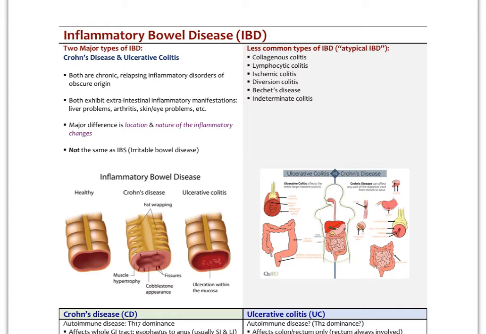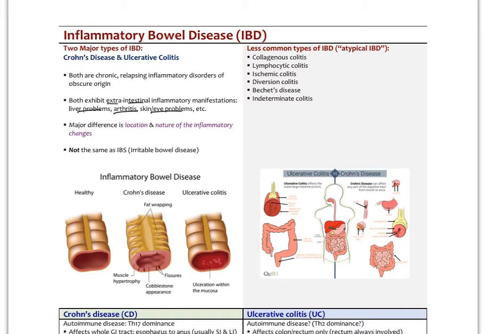So IBD, again, don't confuse this with IBS. There are two major types, Crohn's and ulcerative colitis. Both are chronic, relapsing inflammatory disorders. We think they're both autoimmune in nature. And they both exhibit problems in the bowel, but also many what we call extraintestinal manifestations. We already saw that with the dermatitis herpetiformis earlier, also chronic aphthous stomatitis, canker sores. But there can be liver issues, arthritis, skin, eye problems, etc. That all come from IBD.